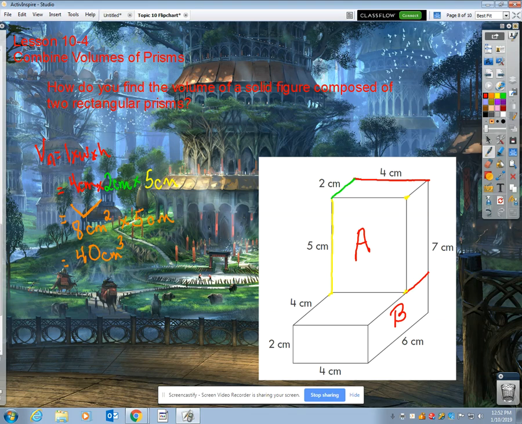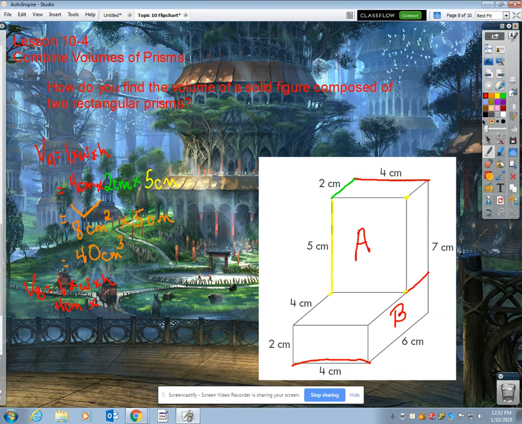Now we go down here and we do the volume of B, and it's going to be the same exact process. Volume of B equals length times width times height. And now I have to figure out how long my object is. So again, this one was 4 centimeters. I look down at this bottom rectangular prism. My length goes across the page. That means that one's 4 centimeters. So I'll write in 4 centimeters here.